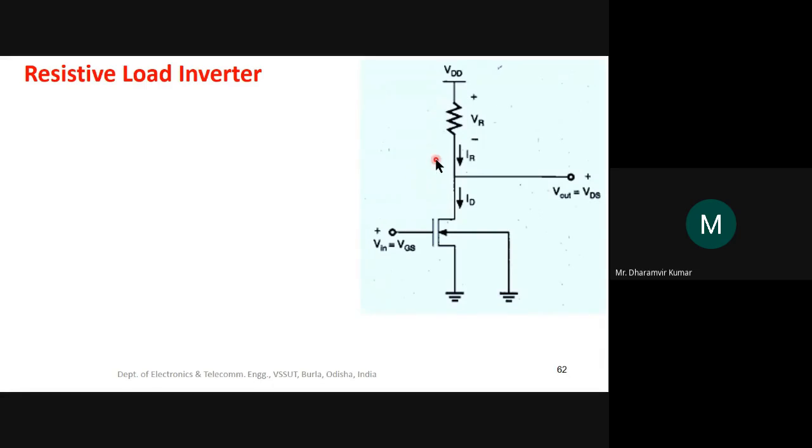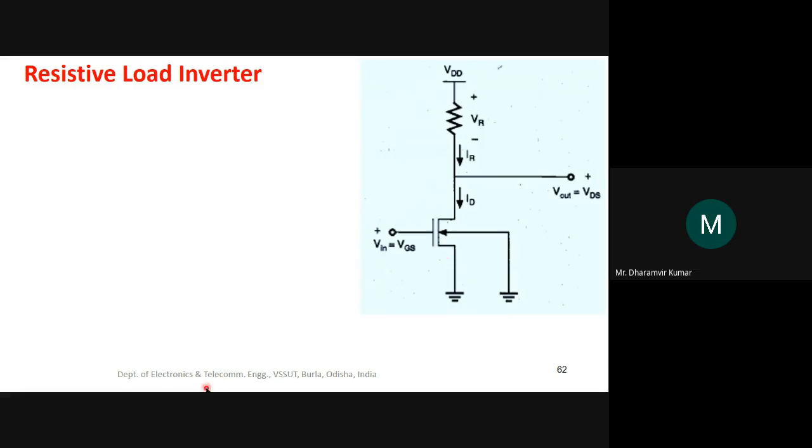Generally we will call this a load device, and we will call this a driver. This is a driver, and this is the load. This is also called the pull up network, and this one is called the pull down network. We will see why it is called like this. For now, just keep this in mind: the lower one is called the pull down network, the upper one is called the pull up network. Again, there is a power supply VDD and a ground supply.